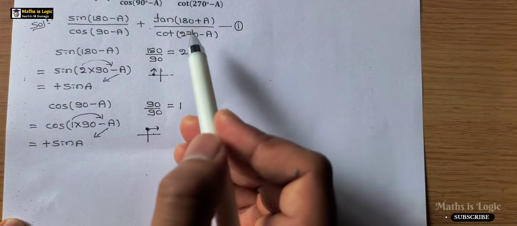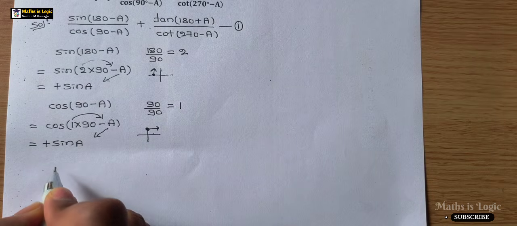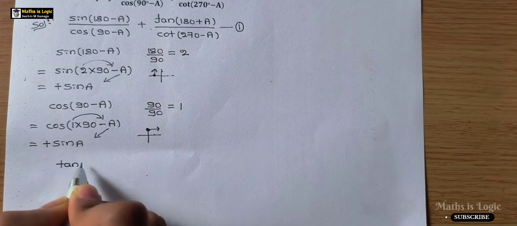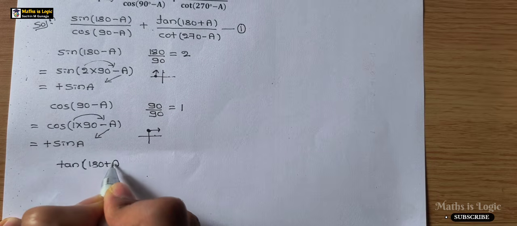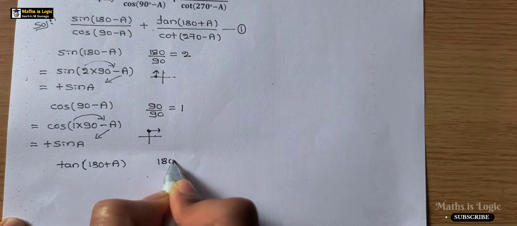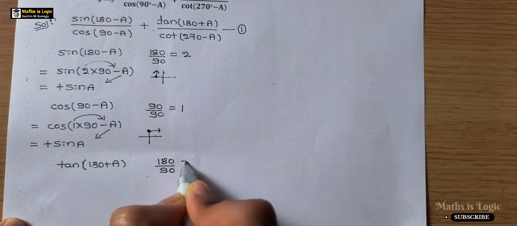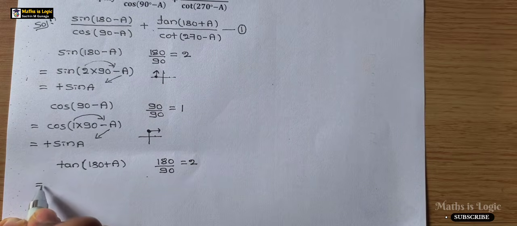Next, tan 180 plus a. Tan 180 plus a. Again 180 divided by 90, you will get 2. So write it in the standard form.